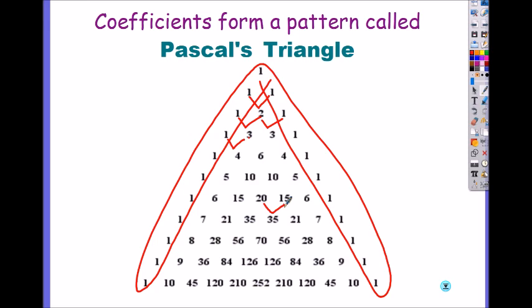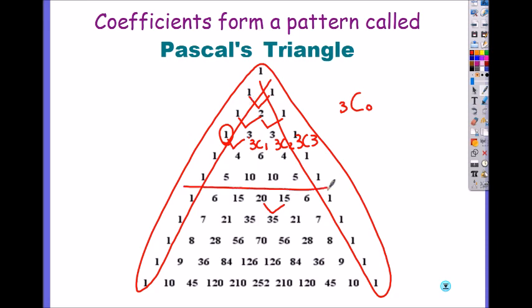And how can you find these on a calculator? These are the same as combinations. So this one is 3 choose 0. This is 3 choose 1, 3 choose 2, and 3 choose 3. So 3 choose 3 will always be one option, right? There's only one outcome. And if you're choosing 0, it will always be one outcome as well.